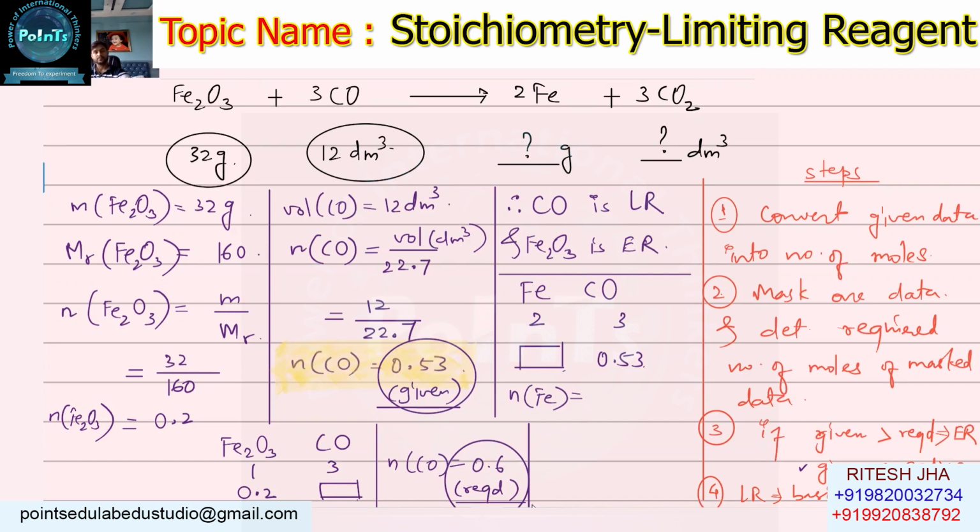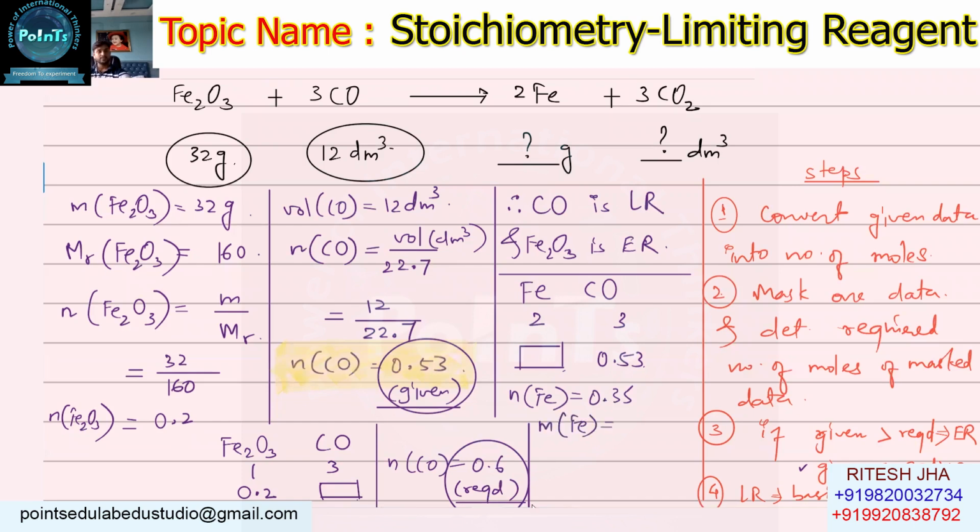0.35. Are you sure? 0.53 into 2 divided by 3, right? Correct. 0.35. Acha, you're saying 0.35, right? That's correct. So with that, you can determine the mass of Fe.